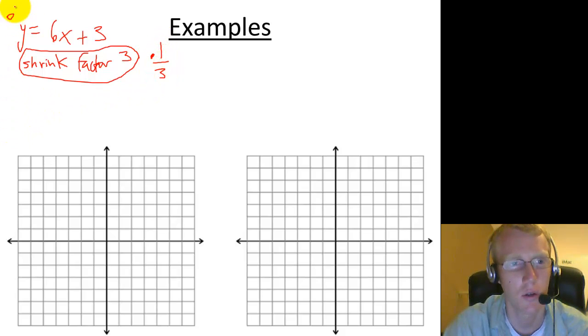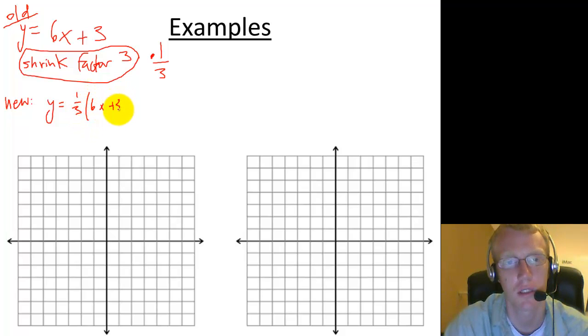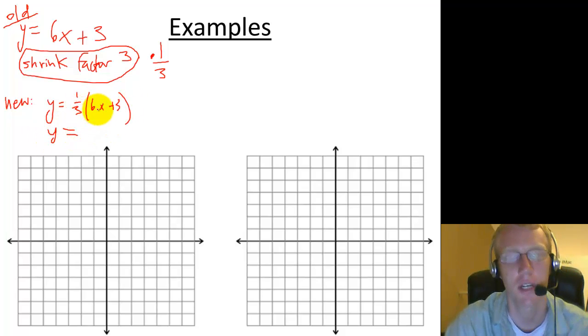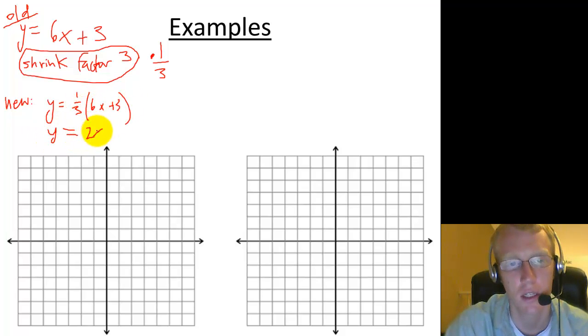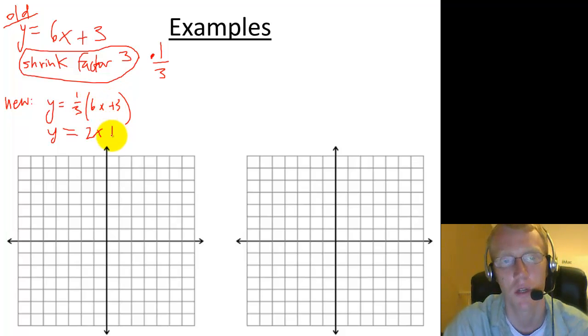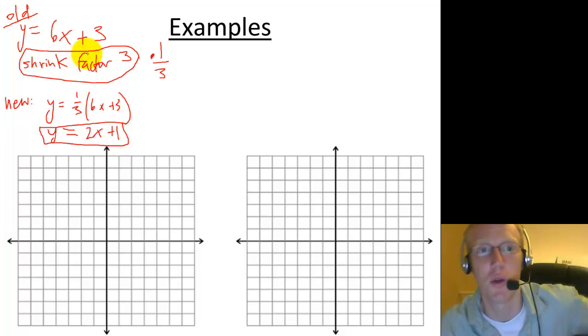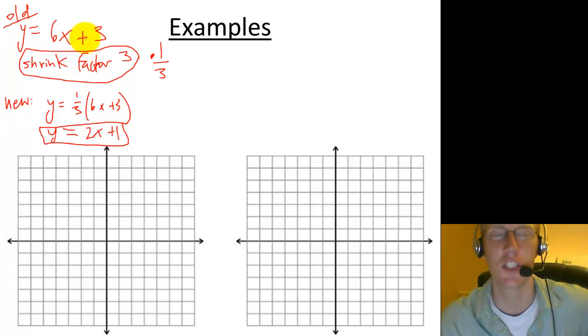So this is our old equation. Remember, it's good to label old and new. Our new equation is going to be y equals 1/3 times 6x plus 3, which is y equals 1/3 times 6 is 2x, and 1/3 times 3 is 1, so 2x plus 1. That's our new equation. Alright, so let's graph both the old and the new and see how they change.